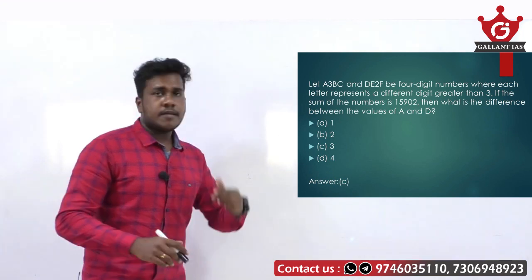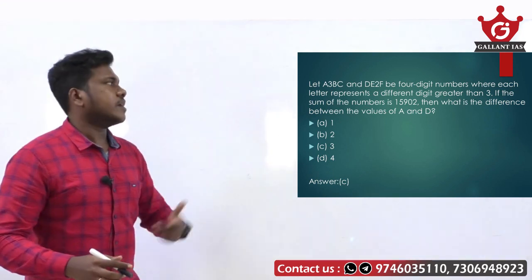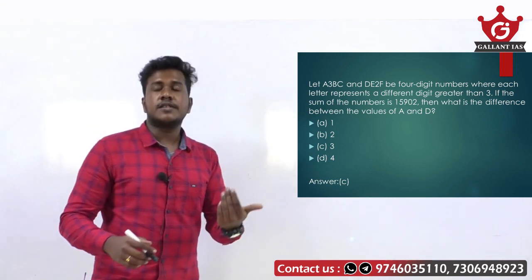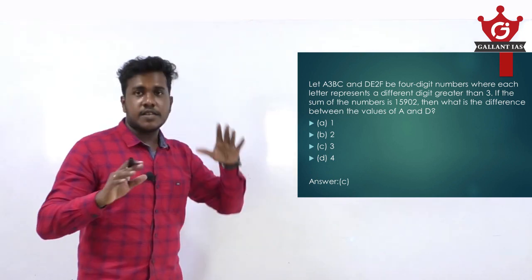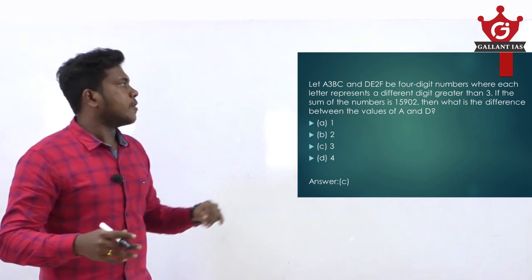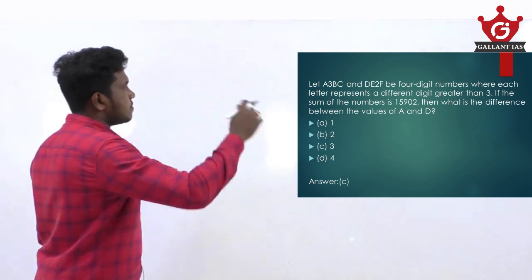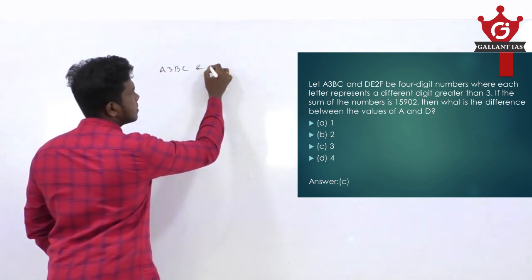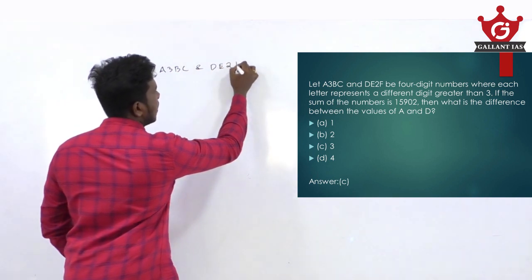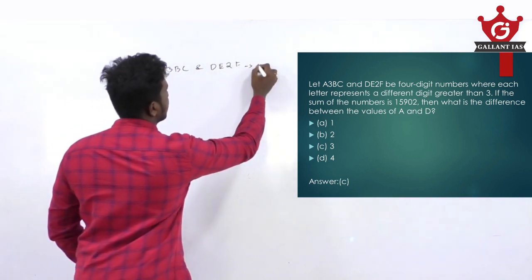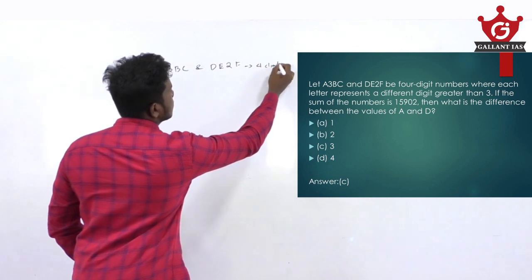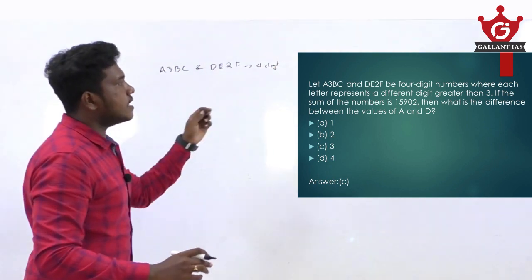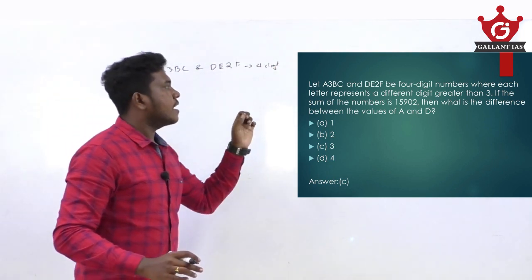So here there are many key points that you need to keep in consideration when you solve this question. The first point is A3BC and DE2F are 4-digit numbers. They are 4-digit numbers where each letter represents a different digit.